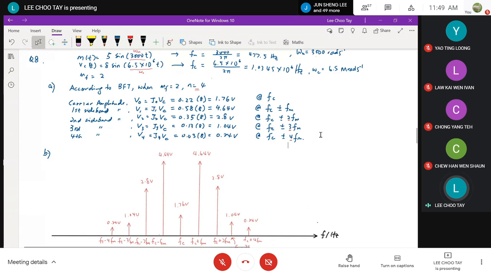You also have a choice. Let's say you want to have good or beautiful numbers to write here. You have a choice to plot your spectrum in omega. If you plot your spectrum in omega, then you do not need to convert. So you just take 6.5 meg plus minus 3k, and plus minus 6k and so on. So you can put the numbers down here.